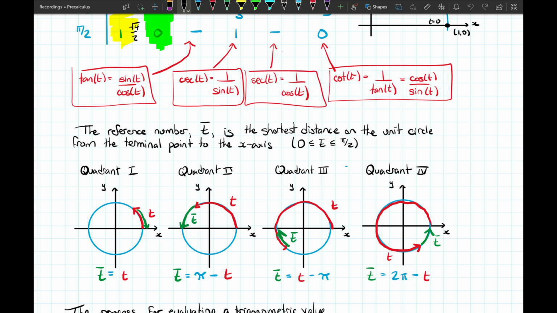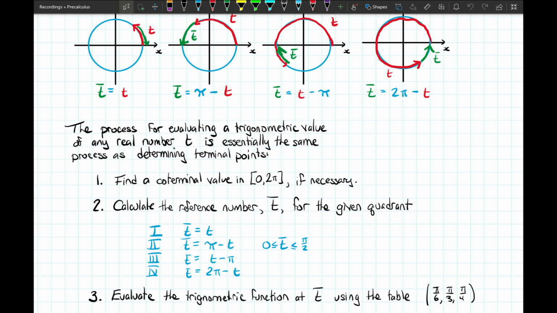Firstly, if t is some number that is greater than 2 pi, meaning we've gone around the unit circle multiple times in a counterclockwise direction, or if t is a value that's less than 0, meaning we are going around the unit circle clockwise, let's just find a coterminal value for that. And that should be a number between 0 and 2 pi. It's much easier to figure out what quadrant our terminal point is going to be in then.